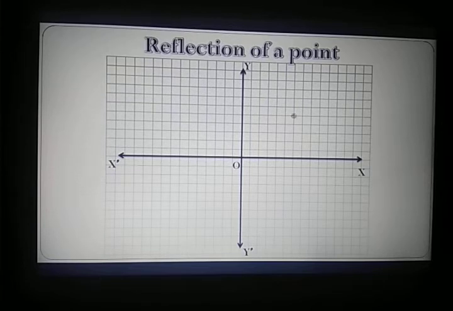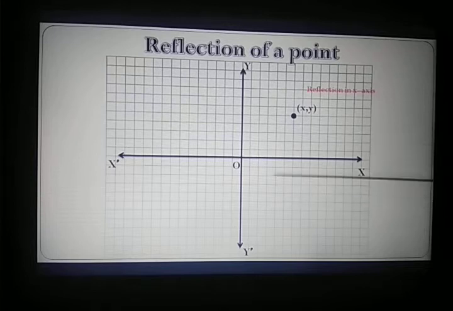Now let me take a point and let me call the coordinate (x, y). First we'll try to understand reflection in the x-axis. That means if this x-axis acts like a mirror for me, then where does the image lie? Obviously from your physics you know that the reflection will happen in the opposite direction, and the distance between the image and the mirror will be the same as the distance between the object and the mirror.